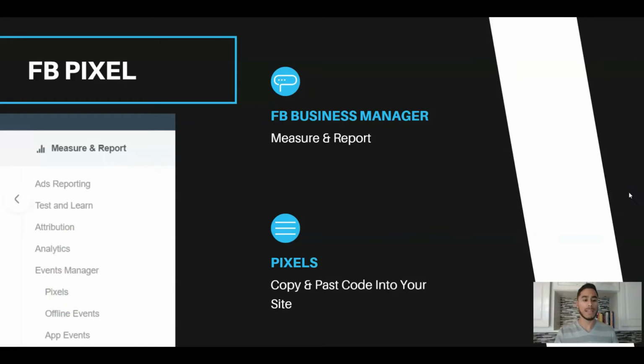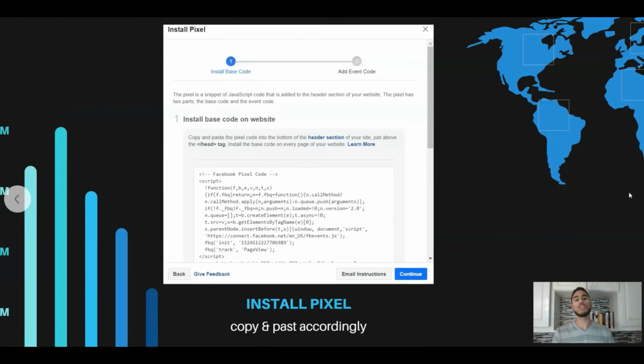All right, and it's going to lead you in the end to something like this. It's going to show you, start new pixel, create new pixel, and you're going to start one for your business page. Okay, it's then going to pop up something like this, and you just follow the steps step by step. It tells you how to do it.